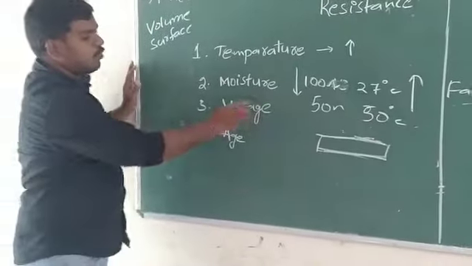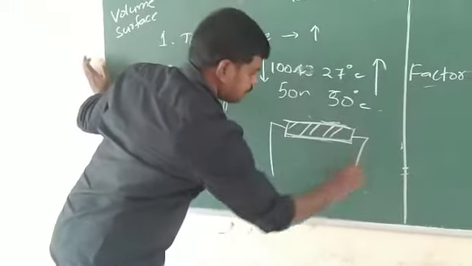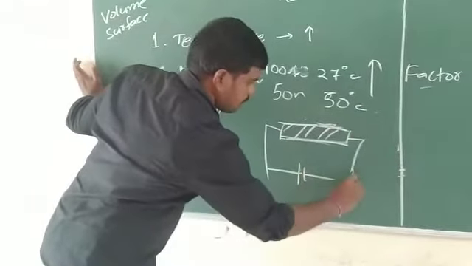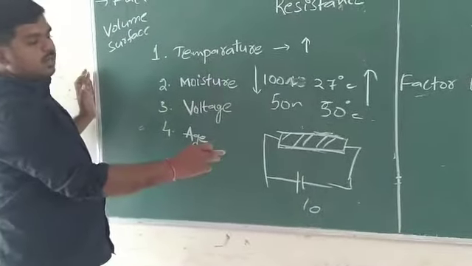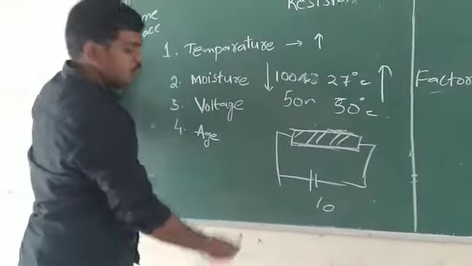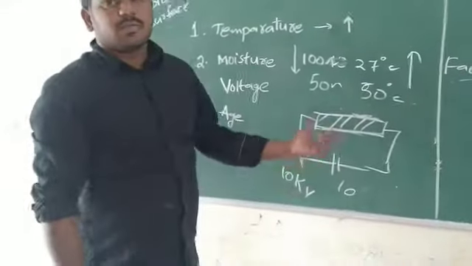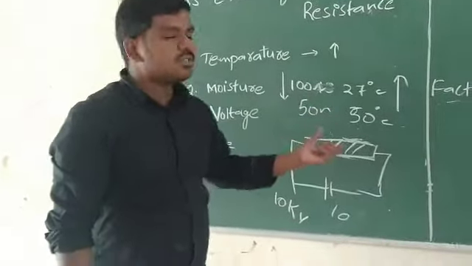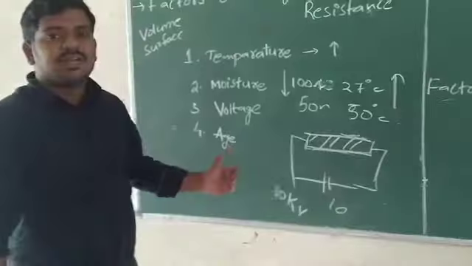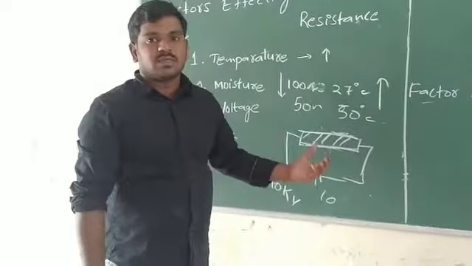In a similar way, voltage. This is the insulating material, and we are applying some voltage to it. Let's take some 10 volts. Up to 10 volts, it does not allow any current through it. Whenever the voltage is increased to 10 kilovolts, the insulating material is going to break down, and it allows the current to flow through it. So whenever the voltage is increased, the insulating property is going to decrease.